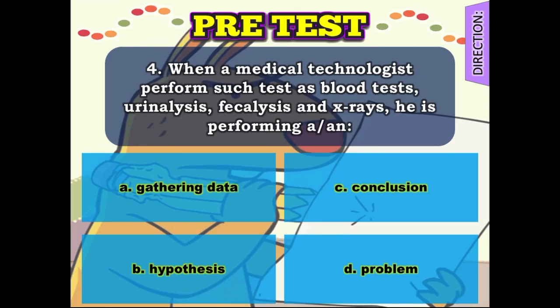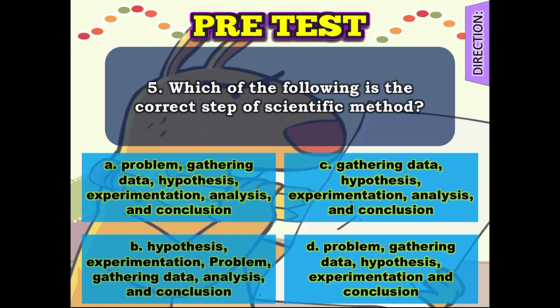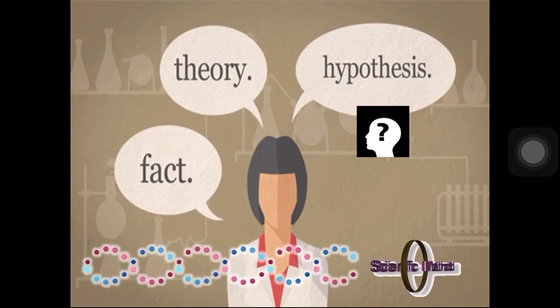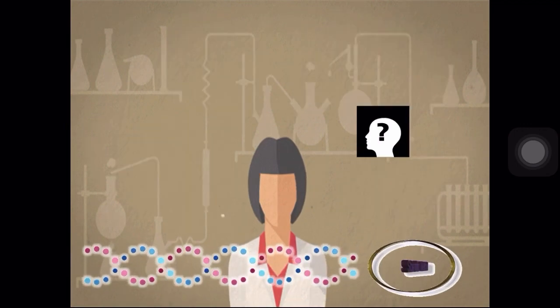Number 4, when a medical technologist performs tests such as blood test, urinalysis, fecalysis, and X-ray, he is performing a... Number 5, which of the following is the correct step of the scientific method? Now, answering these questions already gives you ideas on what you are about to learn.